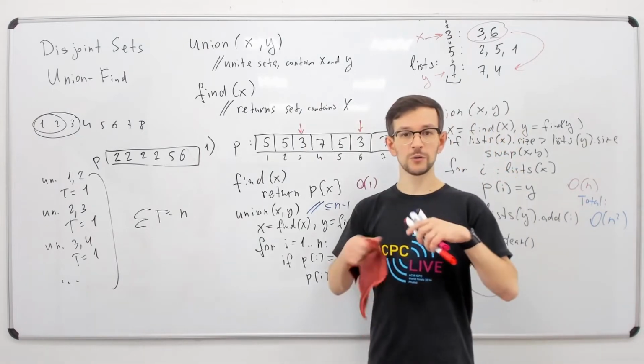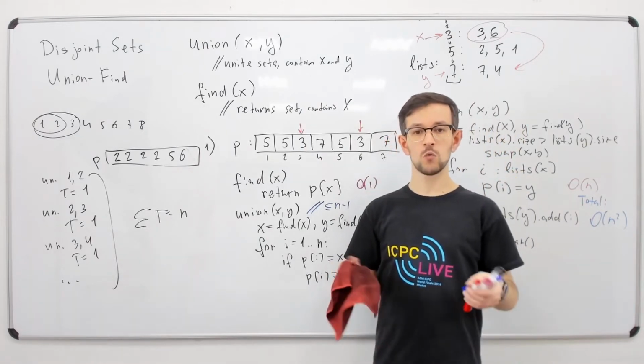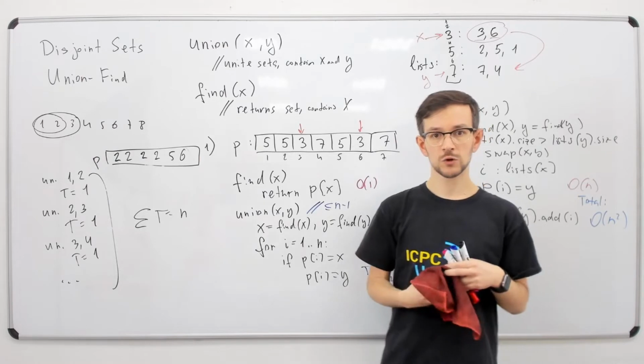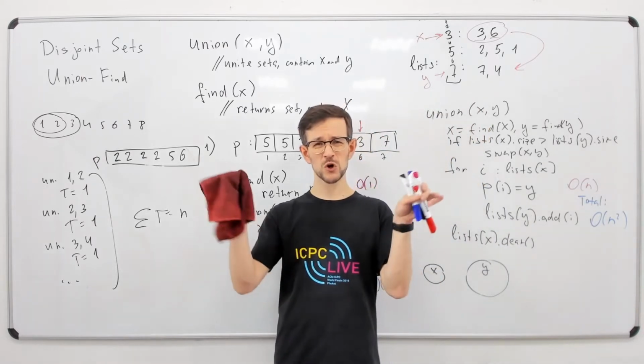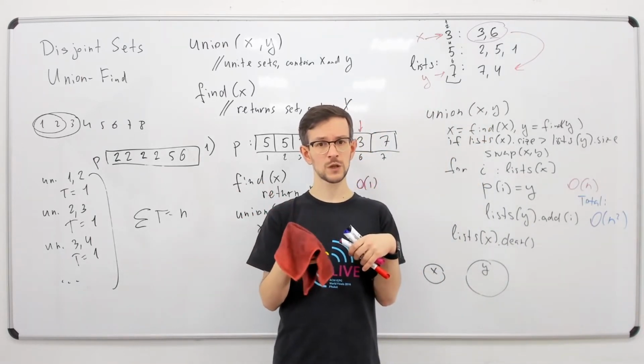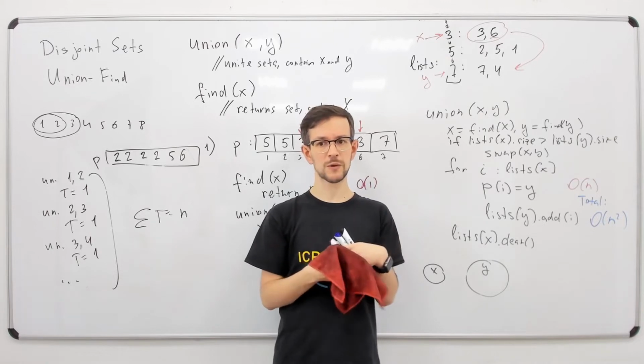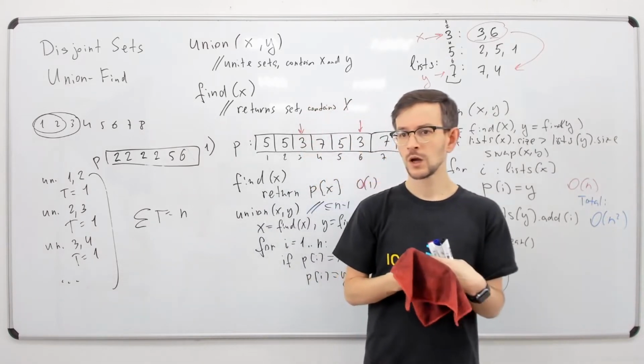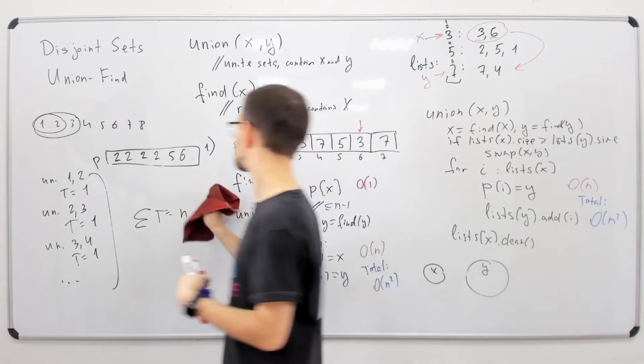But let's think about the worst possible case. What is the worst possible case? The worst possible case is when you always merge two sets of equal size. What will be the total time complexity?